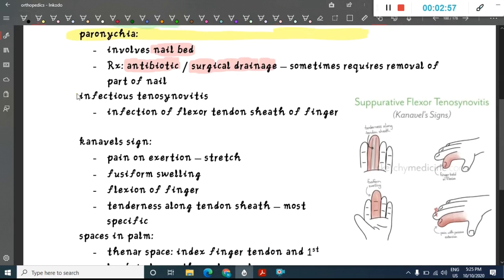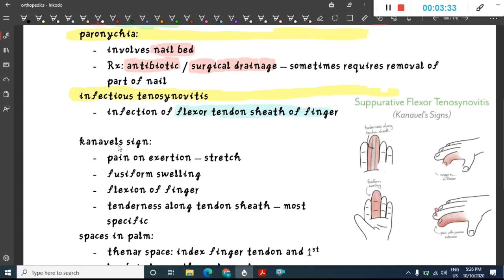Then we have infectious tenosynovitis. What do you see in infectious tenosynovitis? Here, infectious means infection, teno is tendon, and synovitis refers to the flexor tendon sheath of the finger. So in this condition, the flexor tendon sheath of the finger is infected.